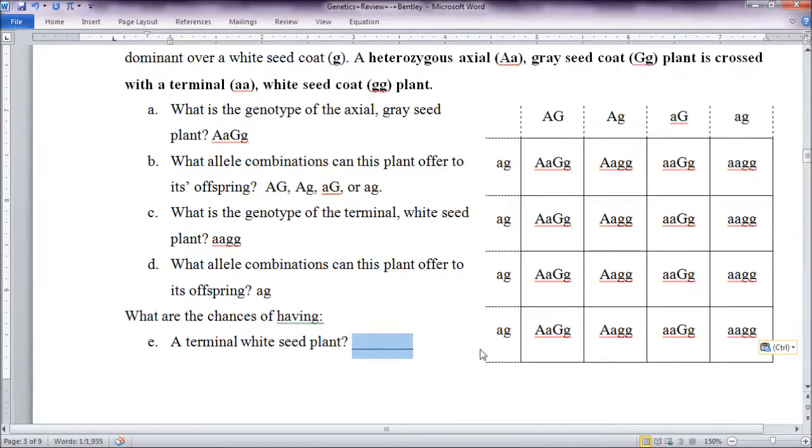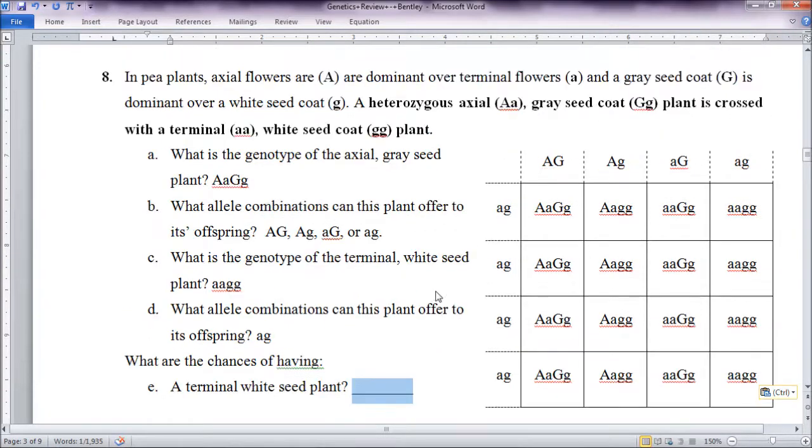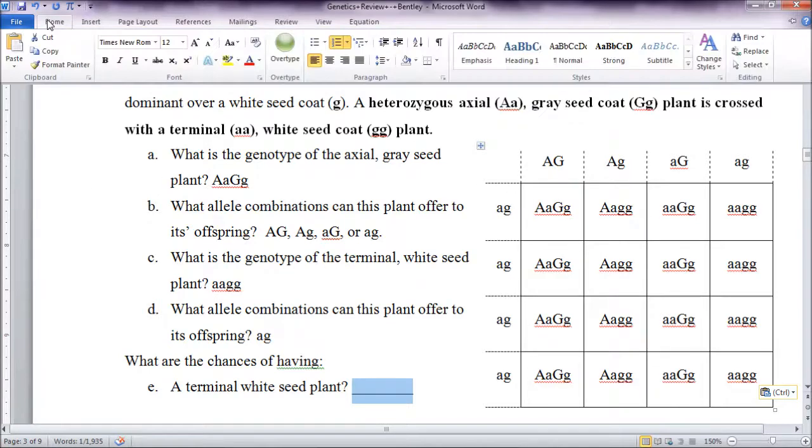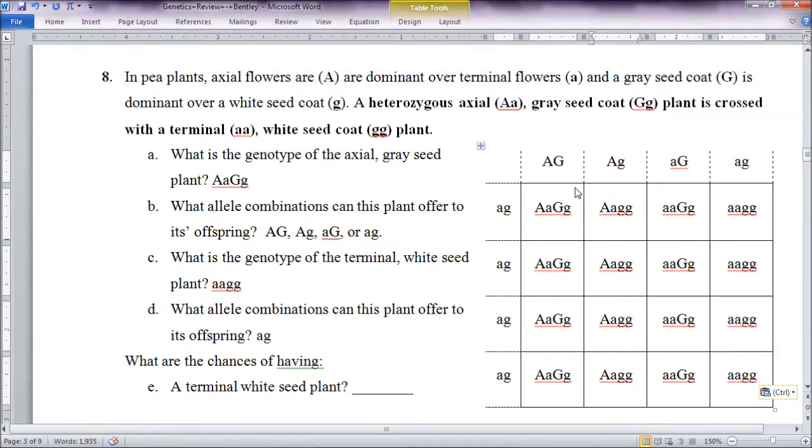So, what are the chances of having a terminal white seed plant? So let's look back at our letters. Terminal is little a. So in order to do that, little a will be right here, but that won't be white. So here's the white one. It's two little a's, two little g's, two little a's, two little g's. There we go. That whole column.